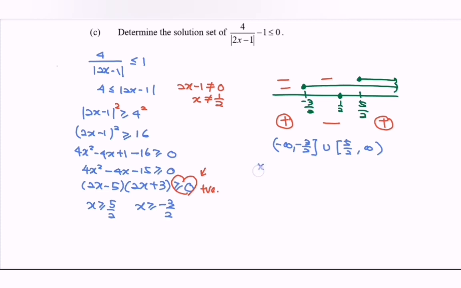If we express in the set notation or the solution set, we have x such that x is less than or equal to negative 3 over 2, or x is greater than or equal to 5 over 2. So that is a solution set or set notation.